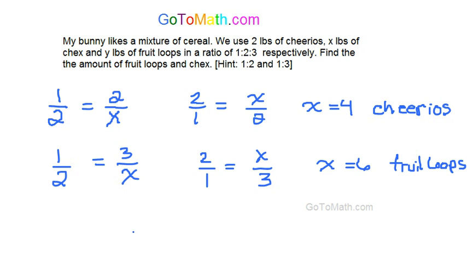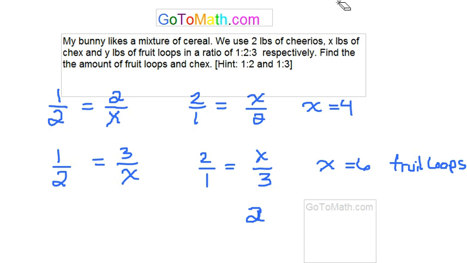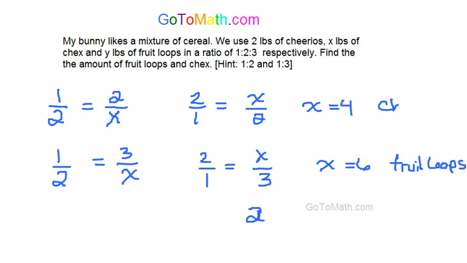See? So we have 2 pounds of Cheerios. Wait a minute. I think I'm asleep over here at the wheel. Sorry. We got 2 pounds of Cheerios, 4 pounds of Chex, and 6 pounds of Fruit Loops. 2 pounds, 4 pounds, and 6 pounds.